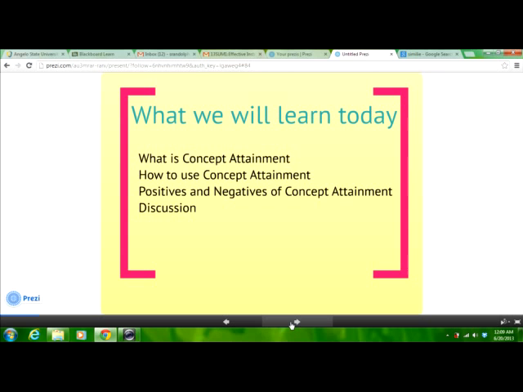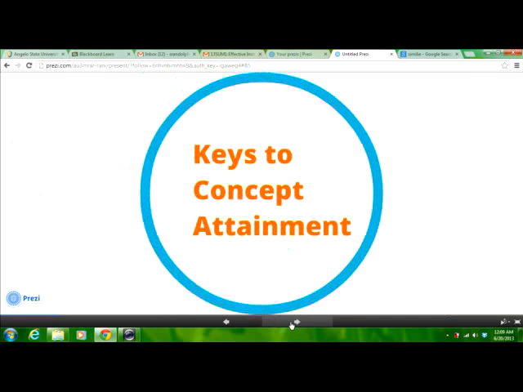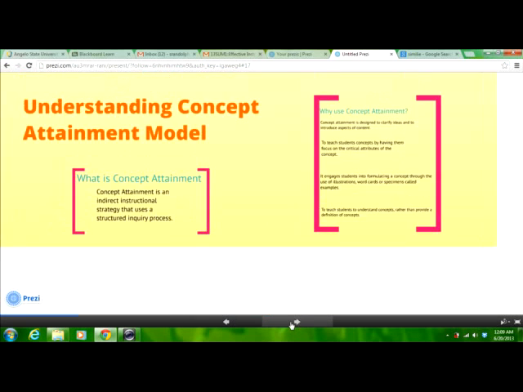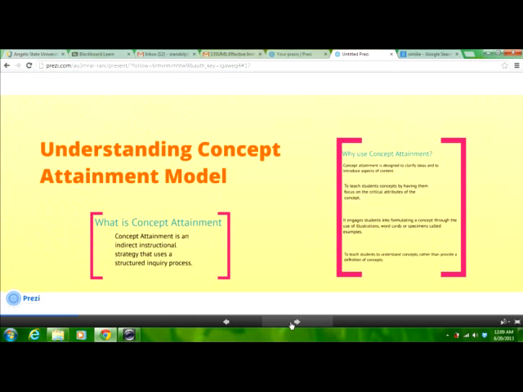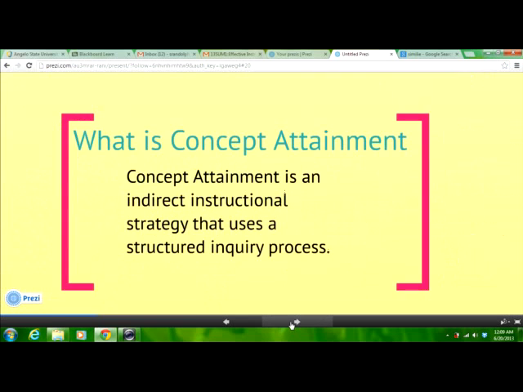Second, how to use it in your classroom. Third and finally, what are the pros and cons of it? And finally, I'm going to leave you with some discussion questions that I really hope you'll answer on Blackboard. So first, we're going to look at the keys to concept attainment theory and why you would use it in your classroom. So to better understand this model, first we'll look at what concept attainment is.